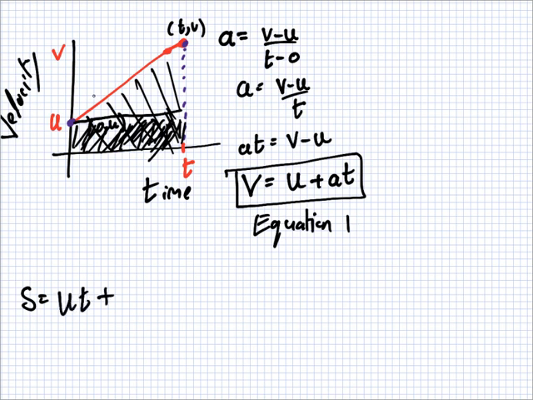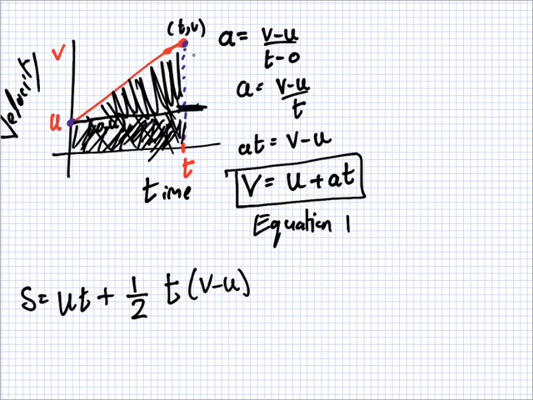And then what would be this one? It's a triangle, so what would it be? A half. B. Yeah, what's the base? T. And the height? V minus U. V minus U is the height, from here to here. So S equals UT plus a half T.